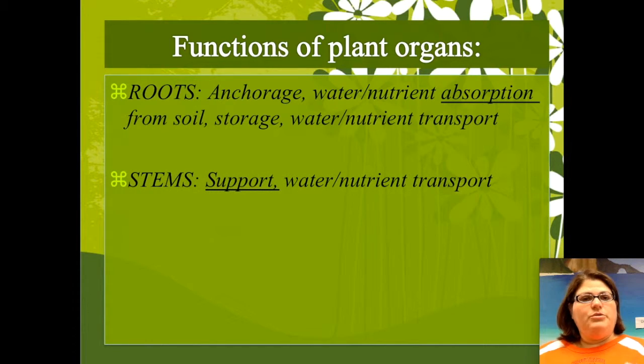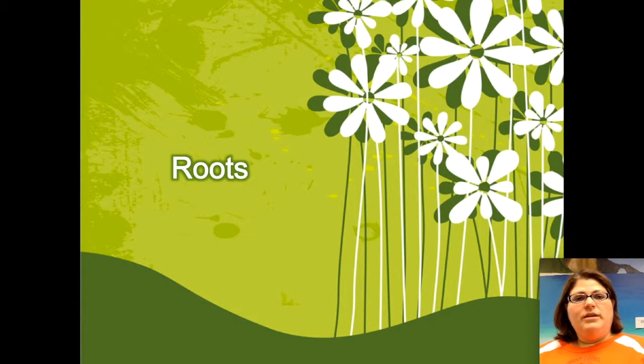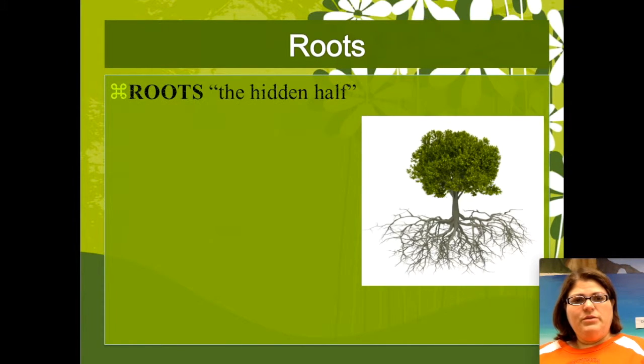Essentially, roots absorb nutrients and anchor the plant, stems support the plant and transport water and nutrients, and leaves do photosynthesis. So let's focus more on roots. Sometimes roots are called the hidden half because there's a lot more root than most people realize. Almost as much as half of the plant's mass is underground.